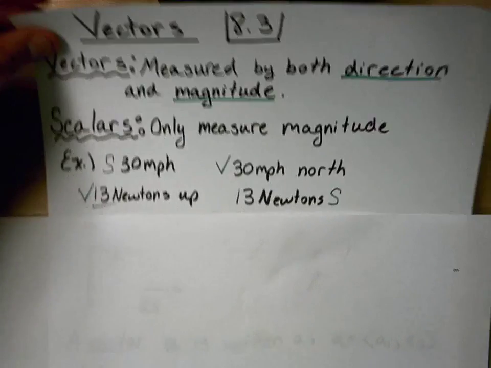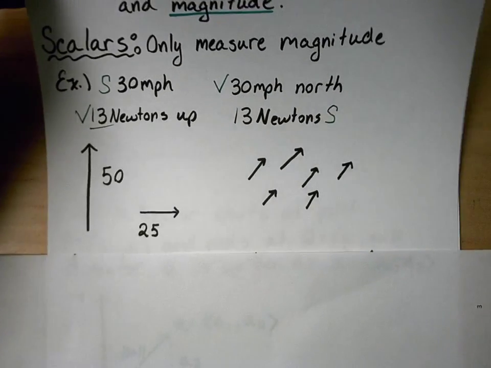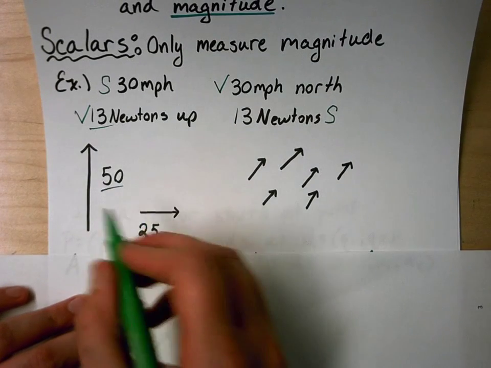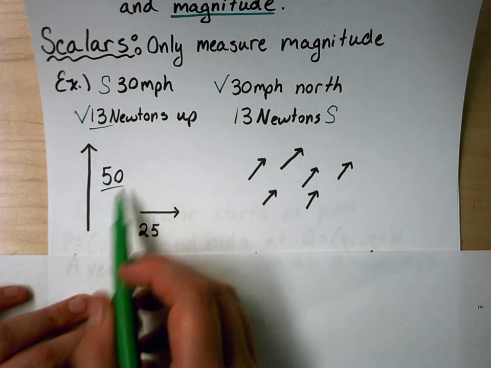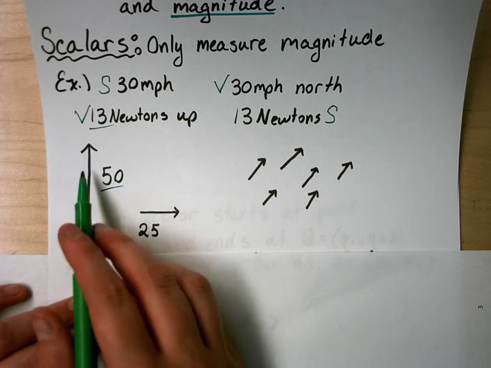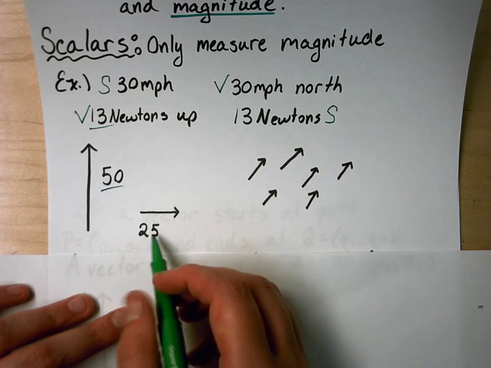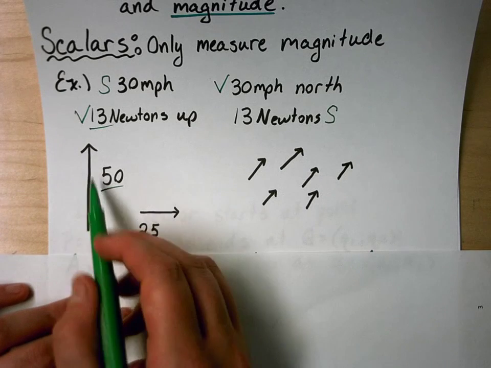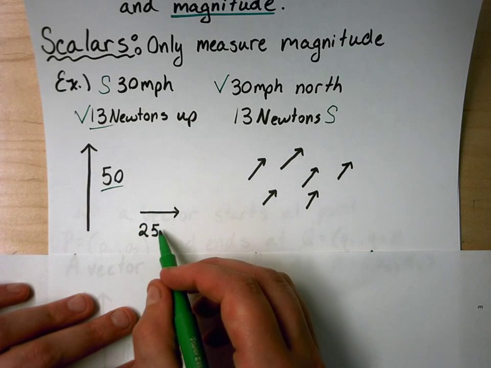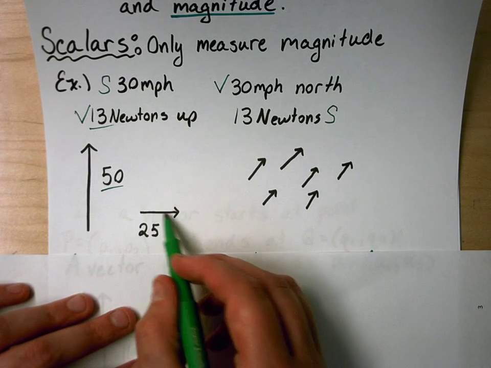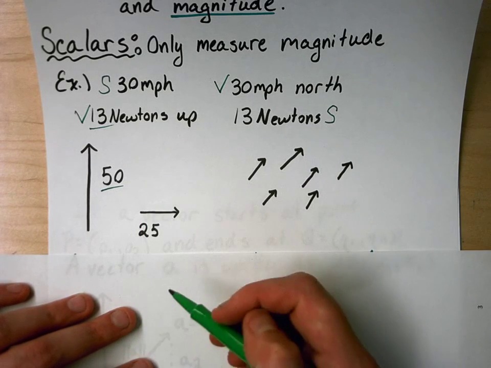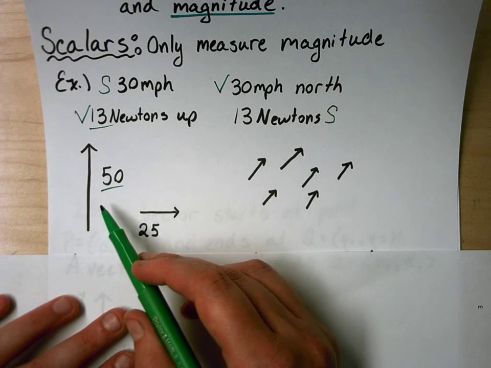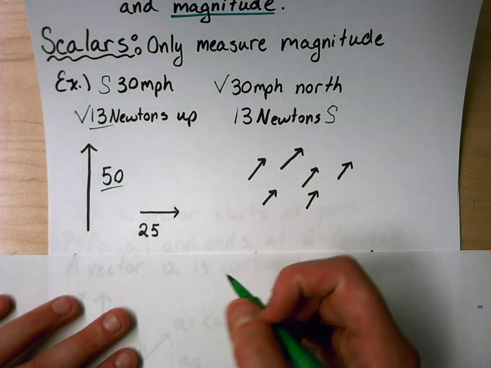Now, the way that we draw vectors is that we draw them using arrows. The length of the arrow is going to tell you about the magnitude. So for example, the magnitude of this vector here, I labeled it 50, and the direction of this is up, or north. This vector here, see, this arrow is about half the size of this one, so it has magnitude 25, and it is going to the right, or east. So these two vectors are not the same since they don't have the same magnitude or direction.